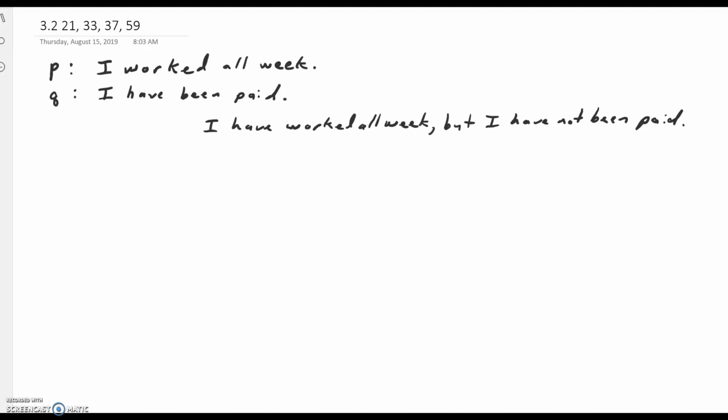I tend, at least at the beginning, to just make these statements that we're defining always be the positive version. And then I can use the not symbol if I need to. So now, I have worked all week, that is P. But I have not been paid, that is not Q. And it seems as if what's being said here is that both things are happening, and so that seems to me to be an and. So we have P and not Q.